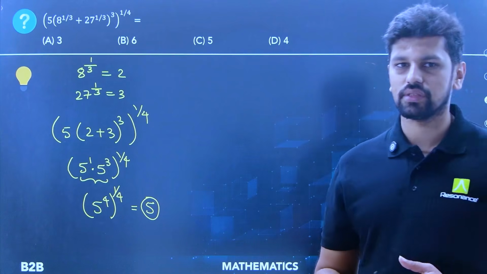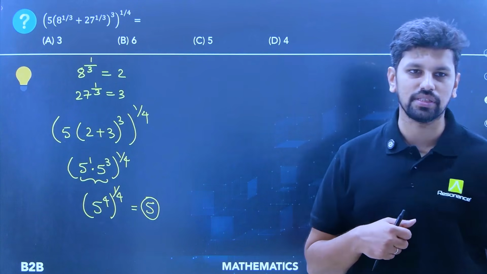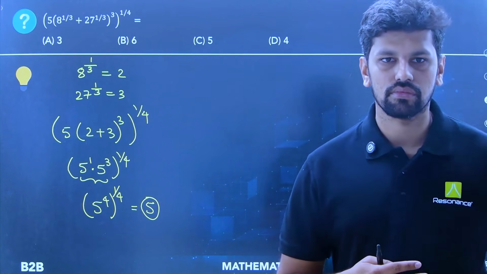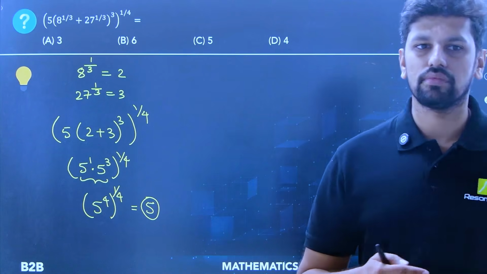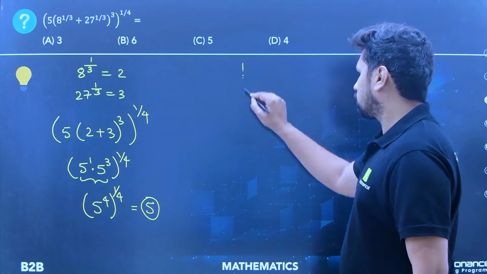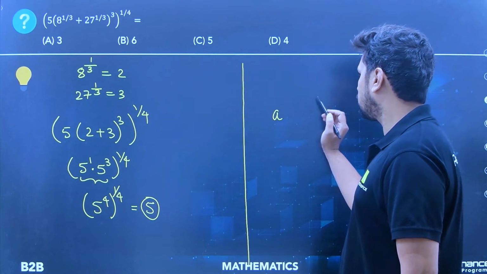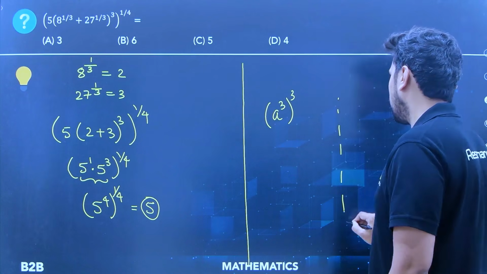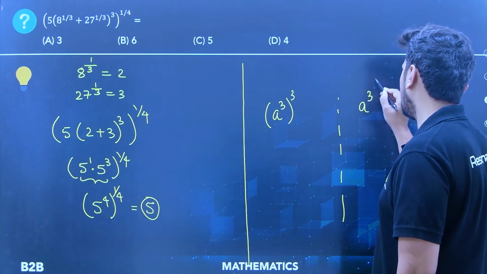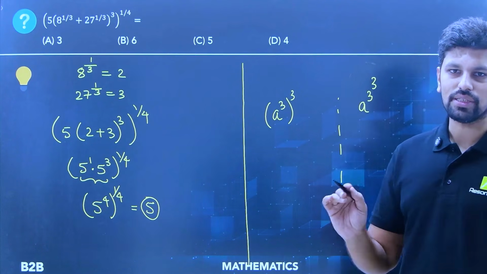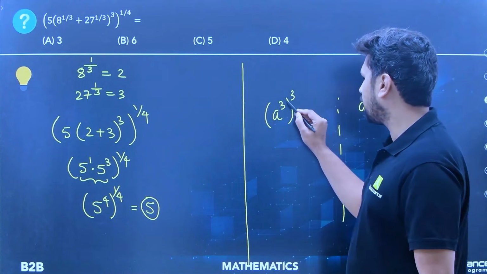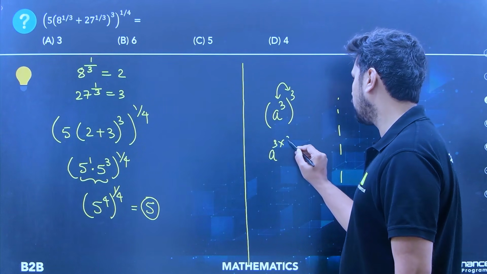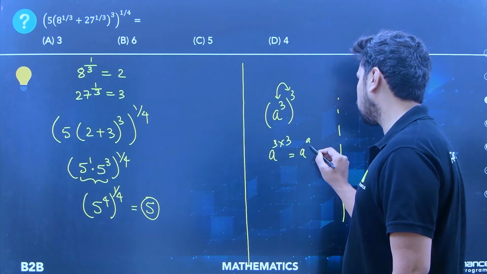Yeah, we will go to the homework question just after solving some basic questions on exponents. But see, let's say we are writing (a to the power 3) whole to the power 3. And the next thing we are writing is a to the power (3 to the power 3). These two are different things. When a bracket is there, these two will get multiplied. It will become a to the power 3 into 3, that is a to the power 9.